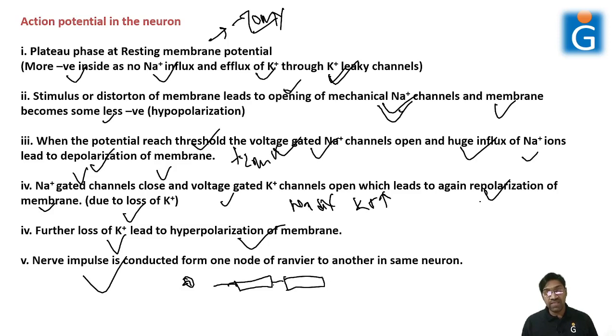You can see, if this is a node of Ranvier, the impulse transmission is going to take place like this, because here it is a myelinated sheath, which is going to act as an insulator. It is not going to allow transmission of electrical impulses. Hence, the electrical impulses jump from one node of Ranvier to another so that it can increase its speed. This process occurs in the same neuron and is called neuroconduction.